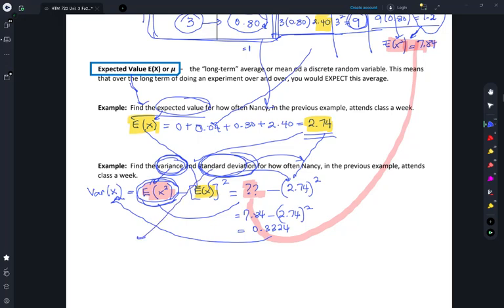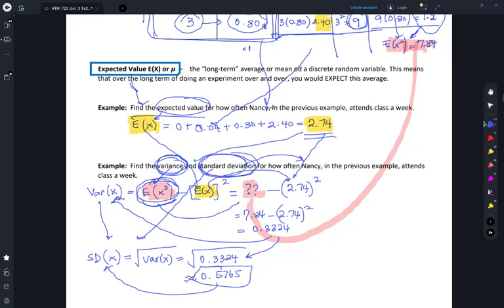Next, as a derivative of the variance, is the standard deviation of the number of times she attends classes. That will be the square root of the variance of x. That will be the square root of 0.3324, the previous result we have, and that should give us approximately 0.5765. This is the standard deviation of the number of times Nancy attends classes weekly. These two measures, as you might recall from earlier classes, help to measure the spread of the number of times she attends classes relative to the mean.